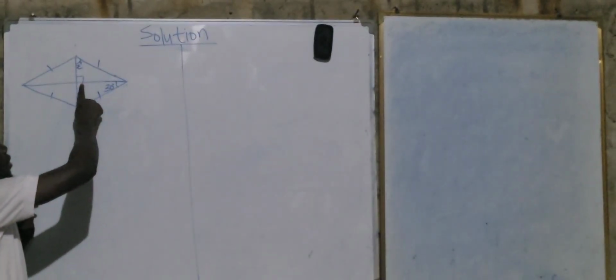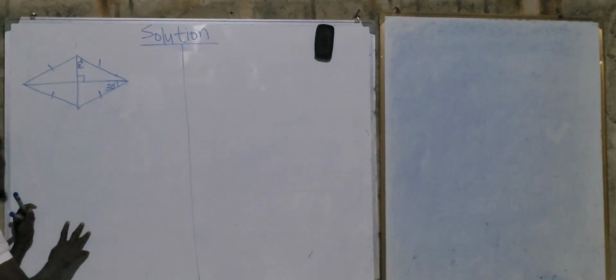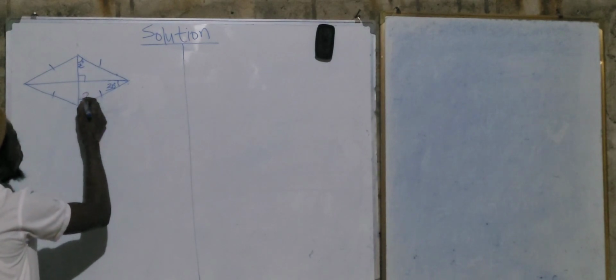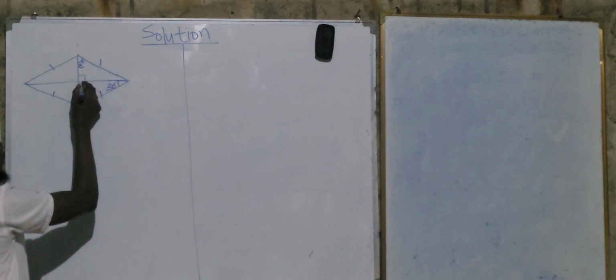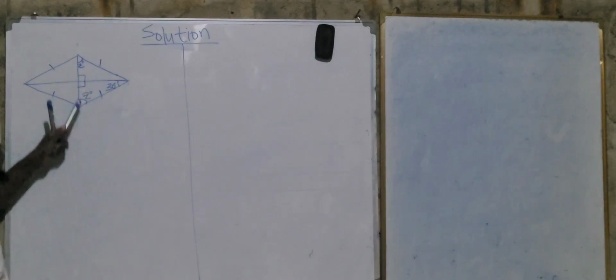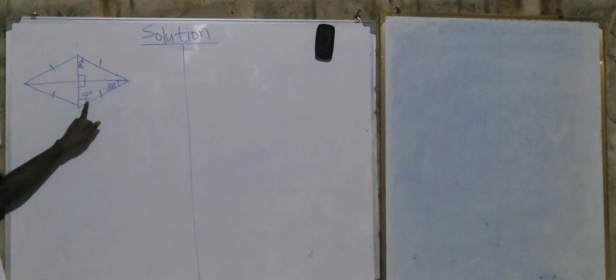Now, this line here is telling you that these sides here are equal, right? Yes, sir. So if here is Z, here is also Z degrees, right? And if here is 90, here is also 90 degrees, right? And what are we asked to find here? Z, right?